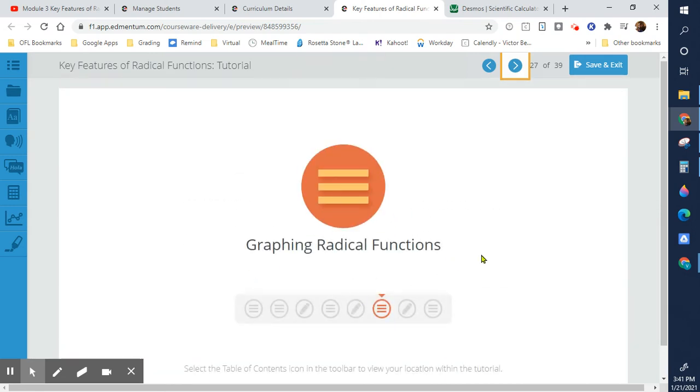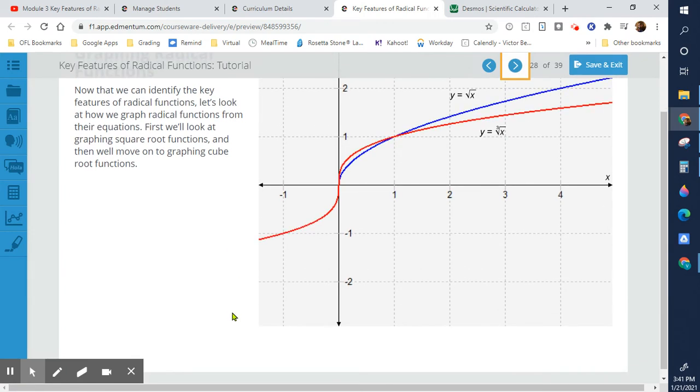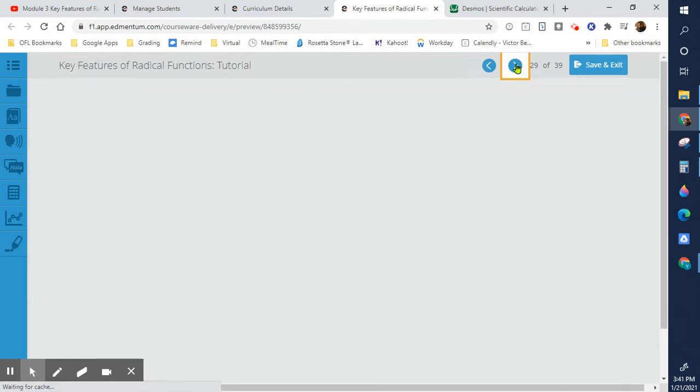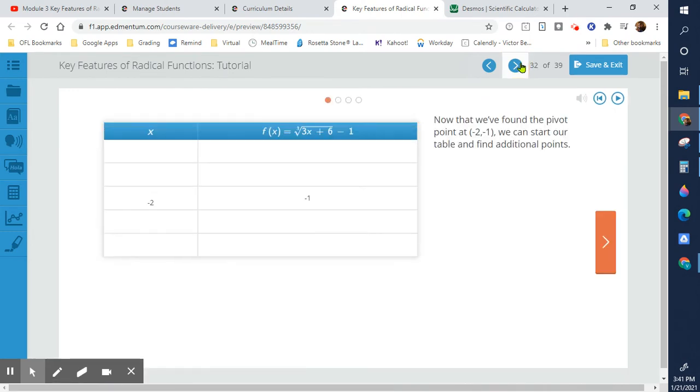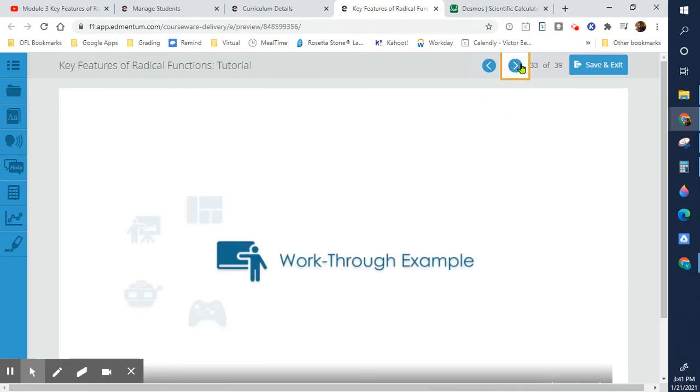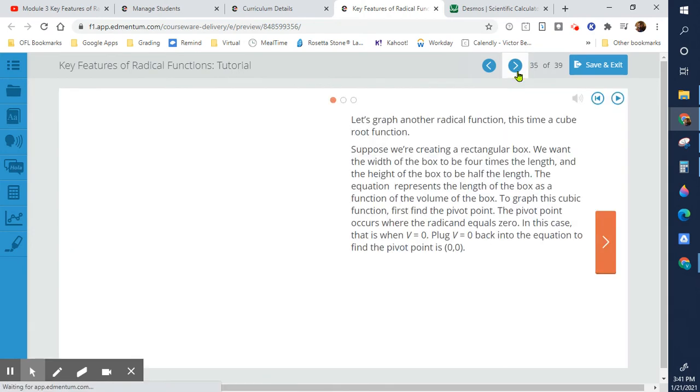Now we're going to talk about graphing these functions. Let me take a look because I'm thinking this is going to have to be another part. This does look pretty self-explanatory.